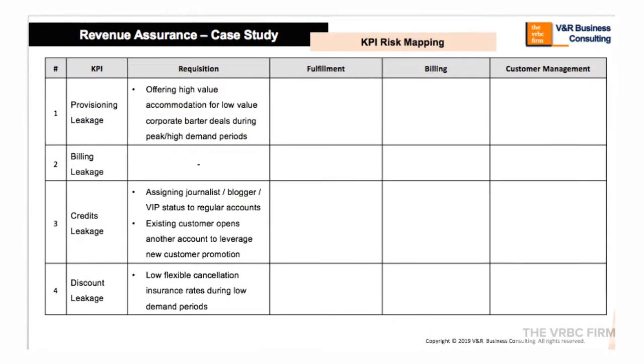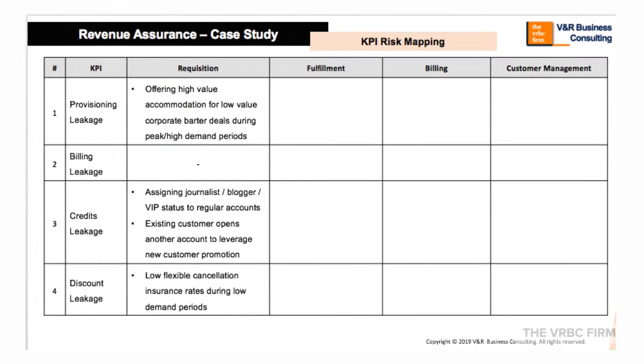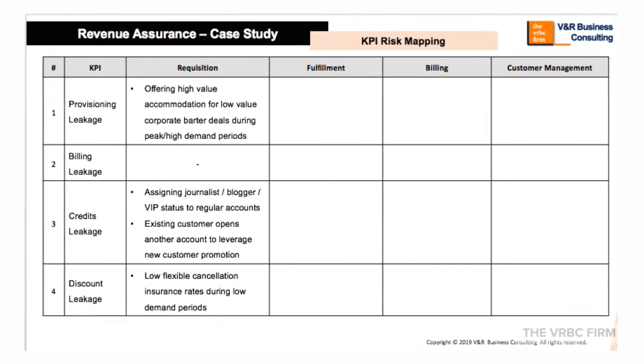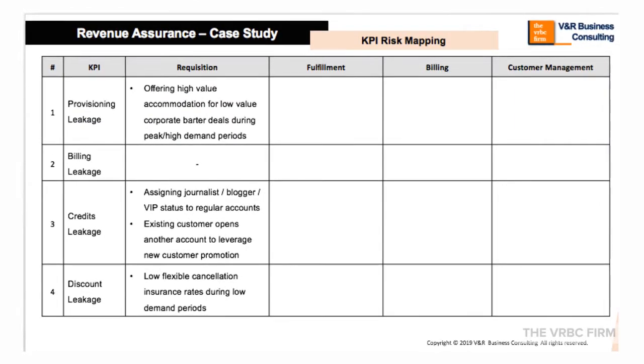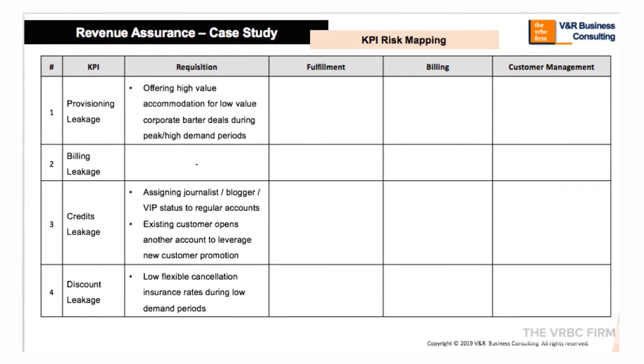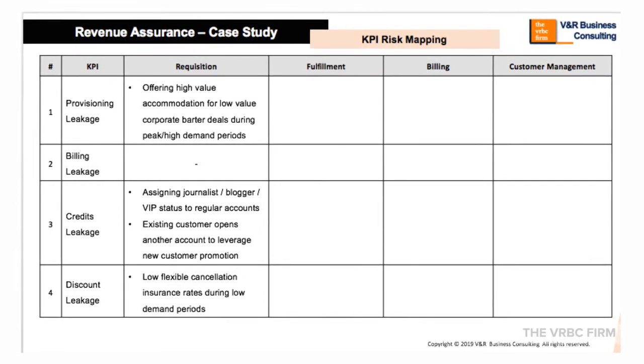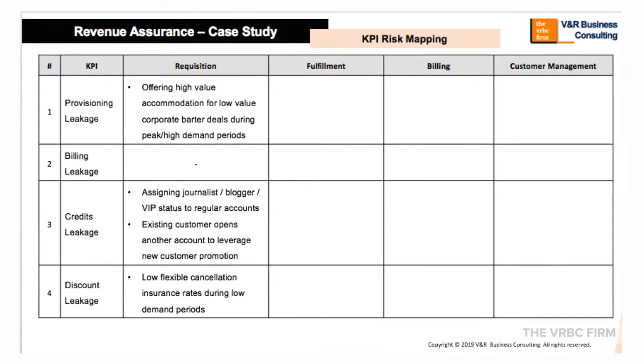Now, let's get into KPI mapping. The best way to go about this is to take each leakage type, map it to an order to cash stage, map it to a customer type, and then define the leakage for that customer type across the order to cash process, mapped across the leakage types.